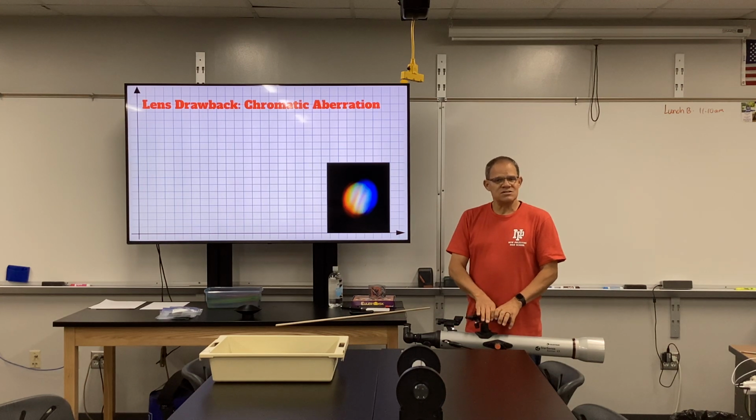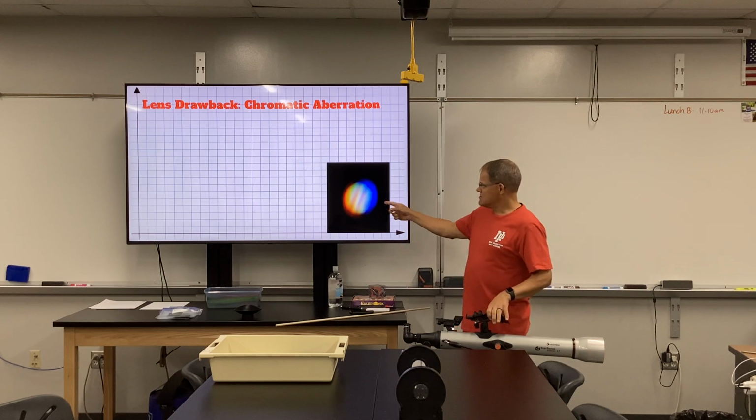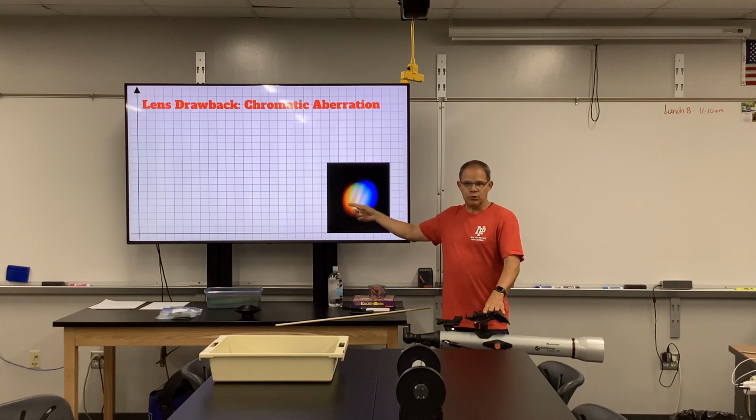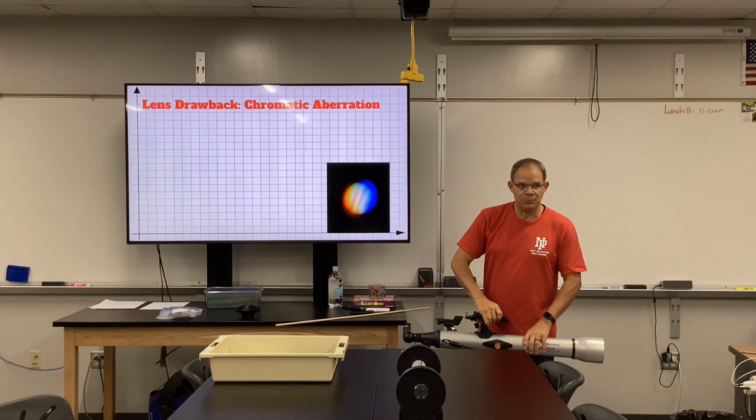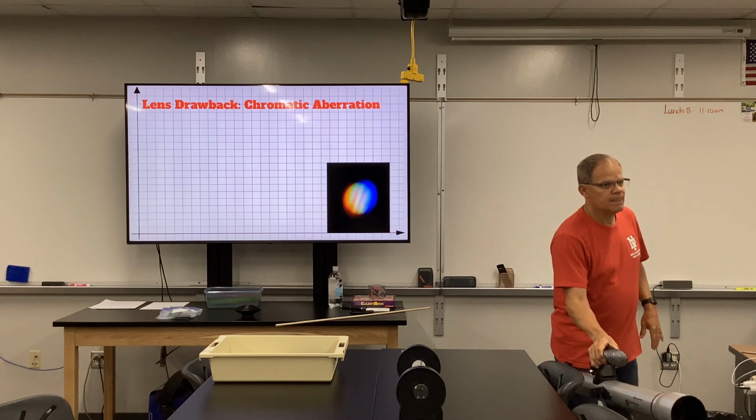But when I look at distant stars that are supposed to be circles of light, they actually look like this. They are blurry. And this is a problem with all refracting optical instruments. Do you remember what dispersion is? What's dispersion?